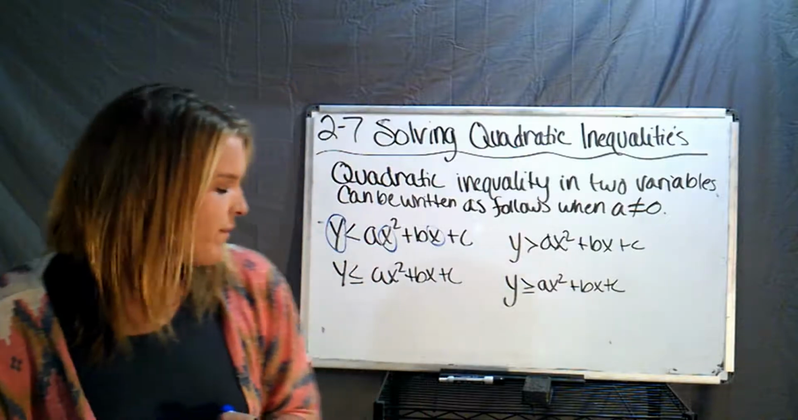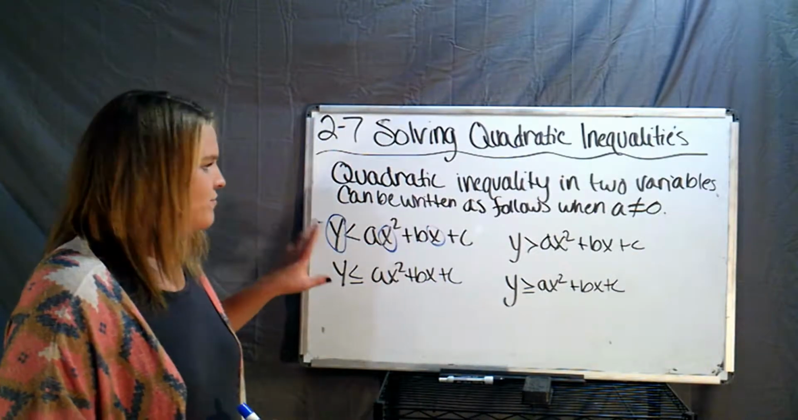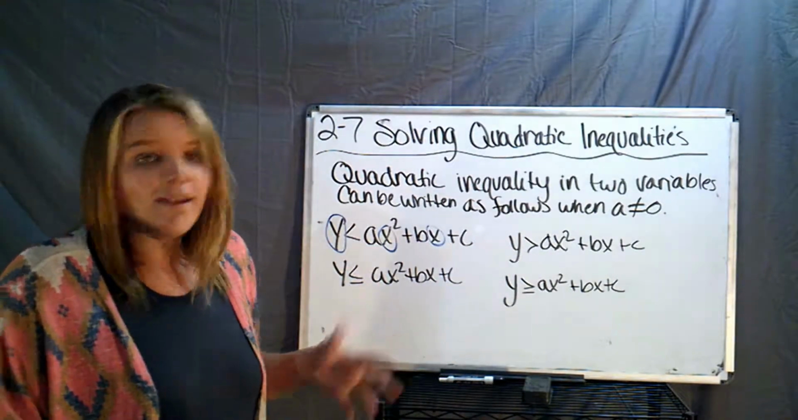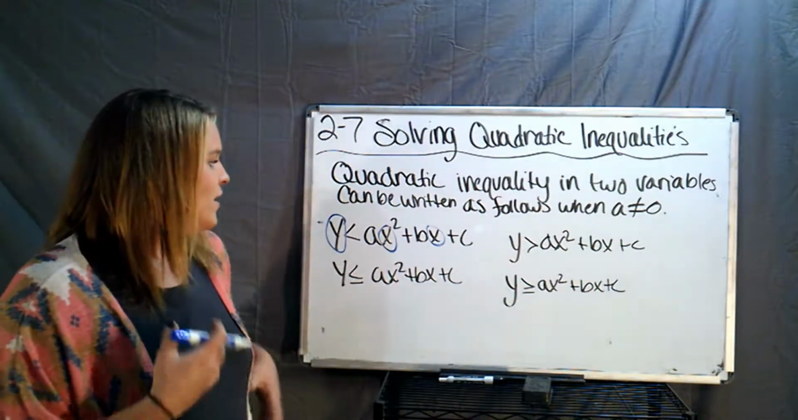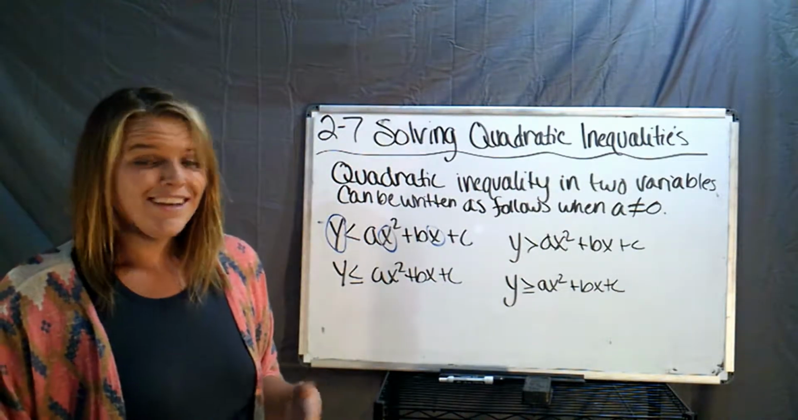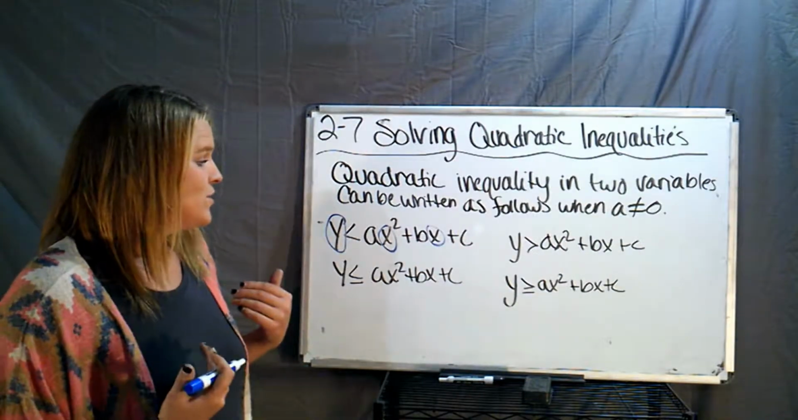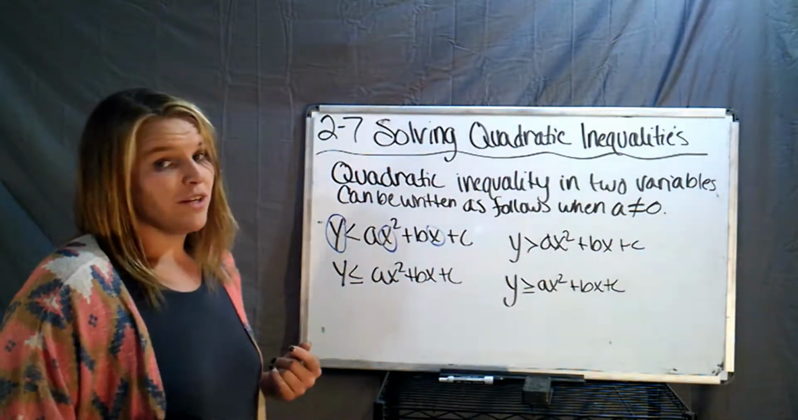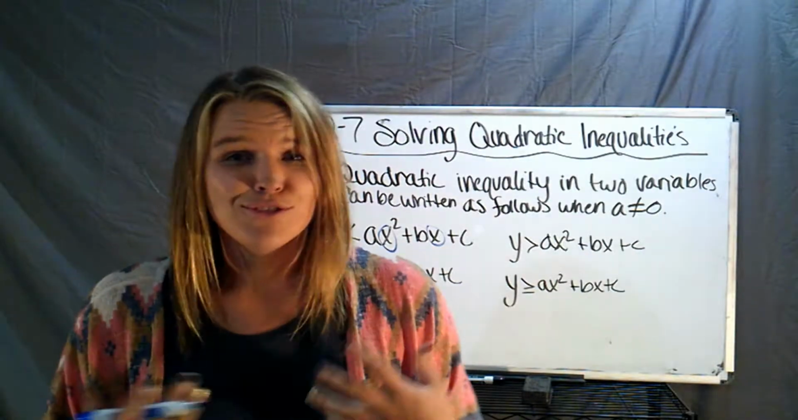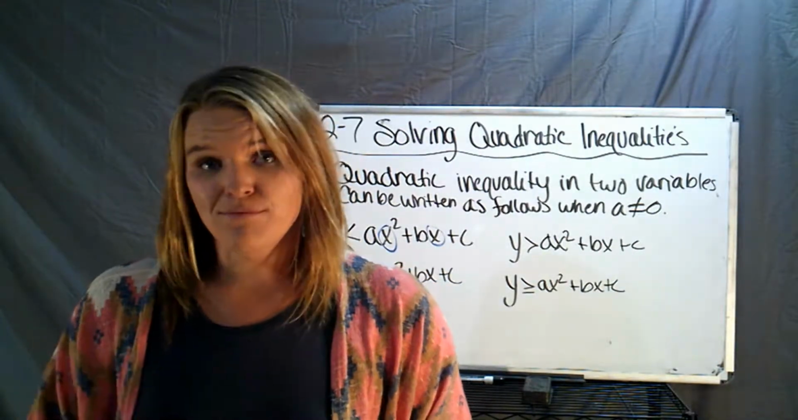Okay, so these can be written the following ways: y is less than ax squared plus bx plus c, and y is greater than, and y is less than or equal to, and y is greater than or equal to. So those are the ways they can be written. It's just your four inequality symbols.